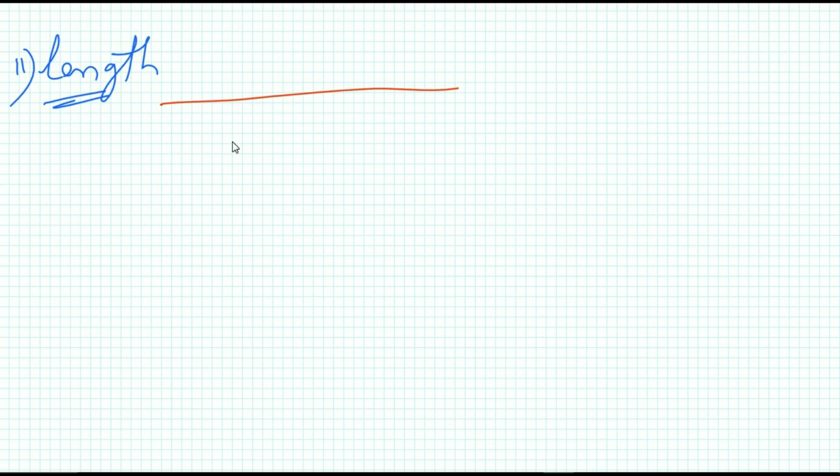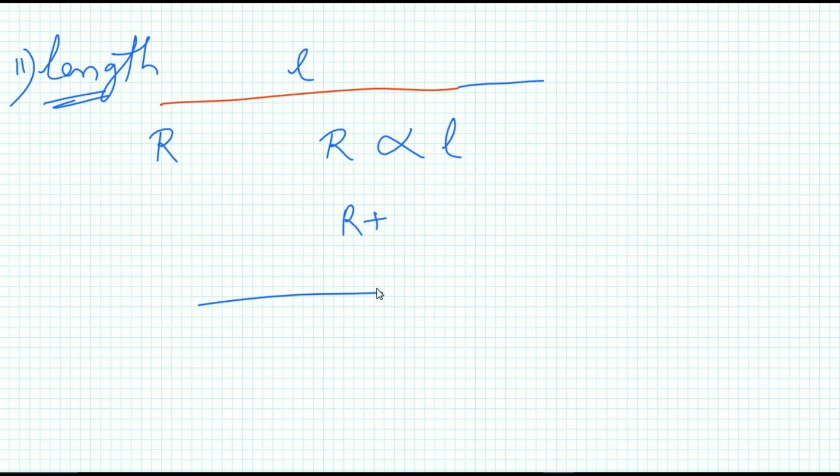Okay friend, this is a conductor and its length is suppose L, and if the resistance is R, then we can say the resistance of the conductor is directly proportional to the length. What does it mean? It means that if you increase the length, then the resistance will also increase. And if you decrease the length, the resistance will also decrease. That means resistance is directly proportional to the length of a conductor.